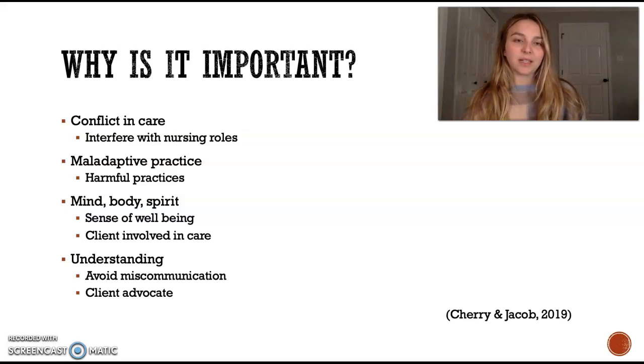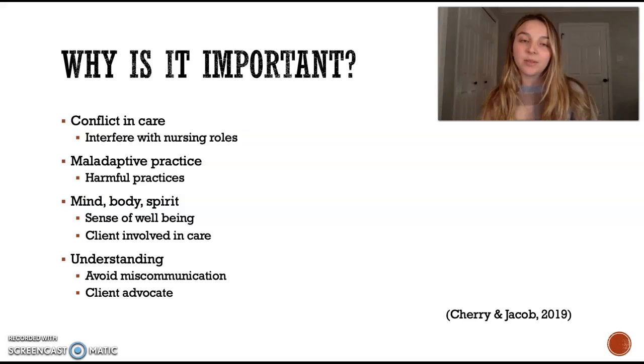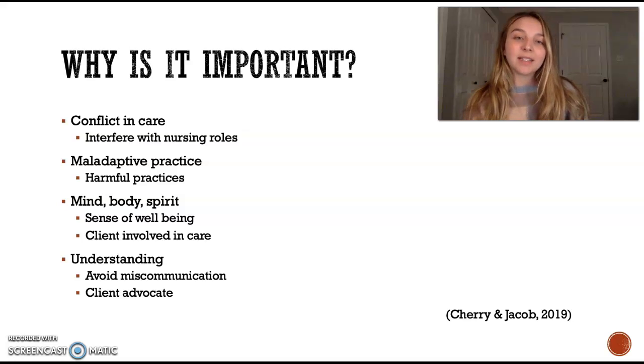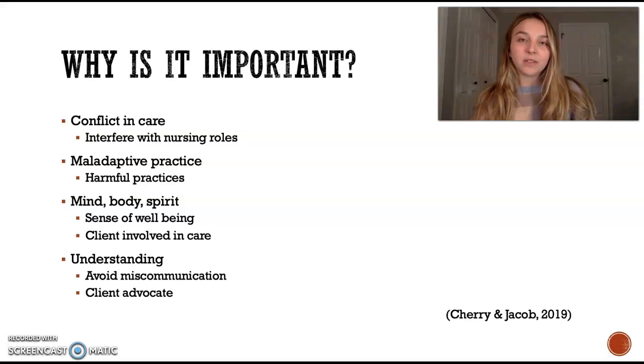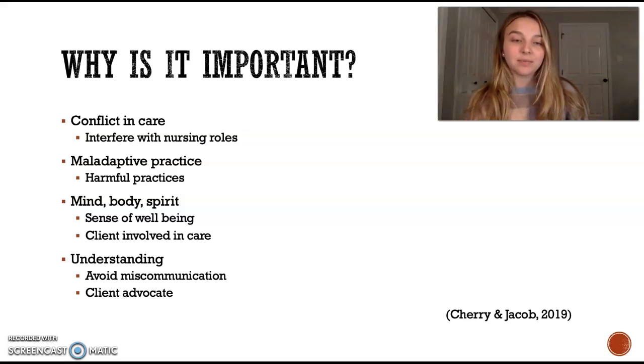So why is a cultural assessment important? For one, we can see a conflict in care if the patient's ethnic beliefs interfere with our nursing roles. We can also see maladaptive practices or beliefs. For example, if the patient needs hypertensive medication, but they only want to take garlic to control the hypertension, this would be considered a maladaptive practice. Practices that we think may be odd or silly can actually contribute to the patient's sense of well-being and get the patient involved in the care, which we know is always a good thing.